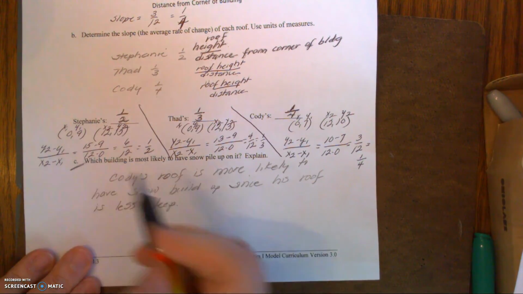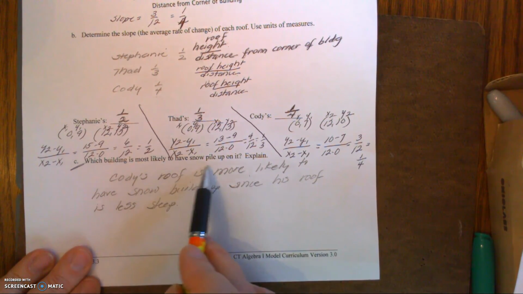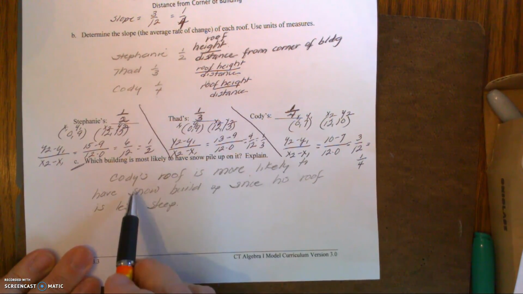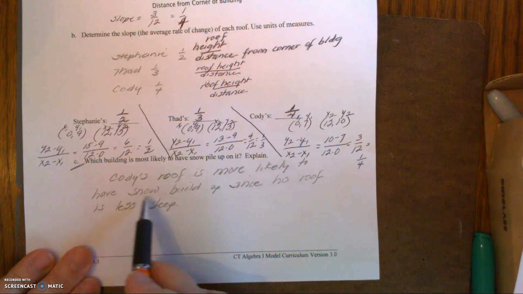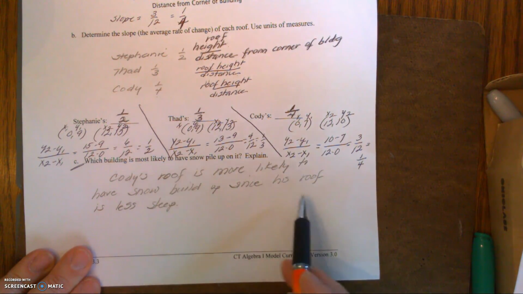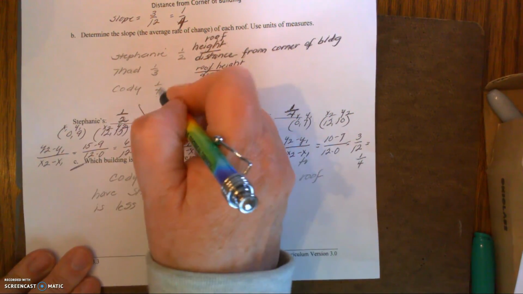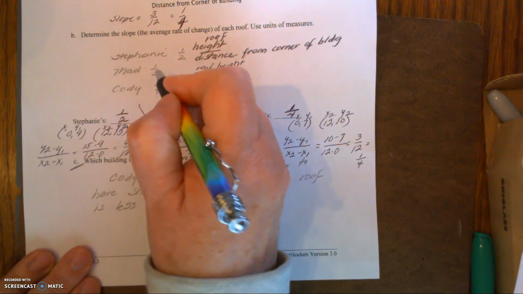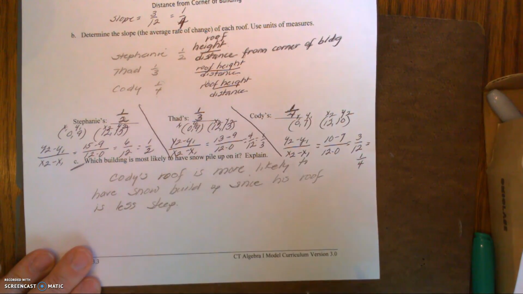Now, C, which building is most likely to have snow pile up on it? Explain. Cody's roof is more likely to have snow build up on since his roof is less steep. So since Cody has the smallest slope, he will have the most snow.